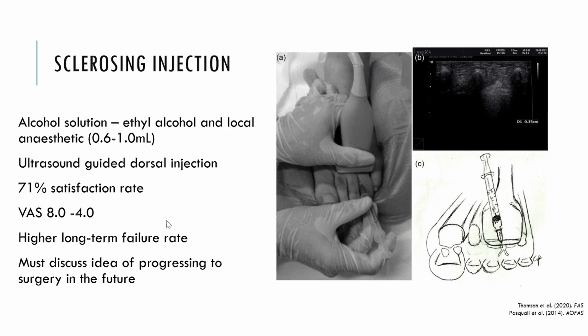Sclerosing injections use an ultrasound-guided dorsal approach. The process injects an alcohol solution containing 0.3 milliliters of ethyl alcohol and 0.3 mils of local anaesthetic for a total volume of 0.6 to 1.0 mils, depending on the size of the neuroma. The procedure reports a medium-term success rate of 71%, with a VAS reduction from 8.0 to 4.0. As with radiofrequency ablation, there is a higher long-term failure rate, so there must be a discussion around the idea of progressing to surgery.